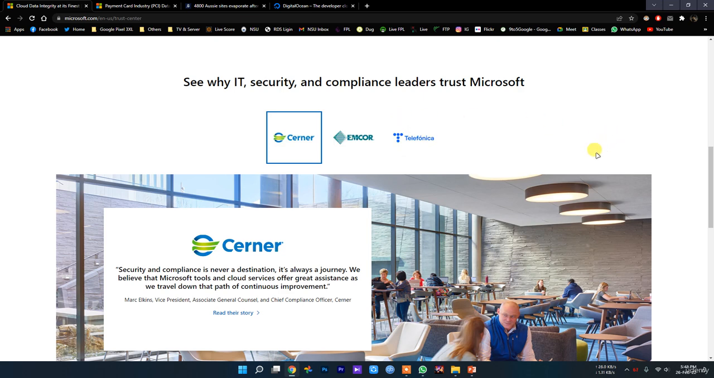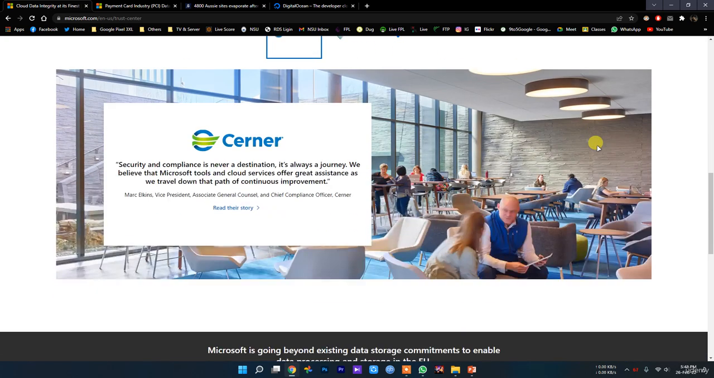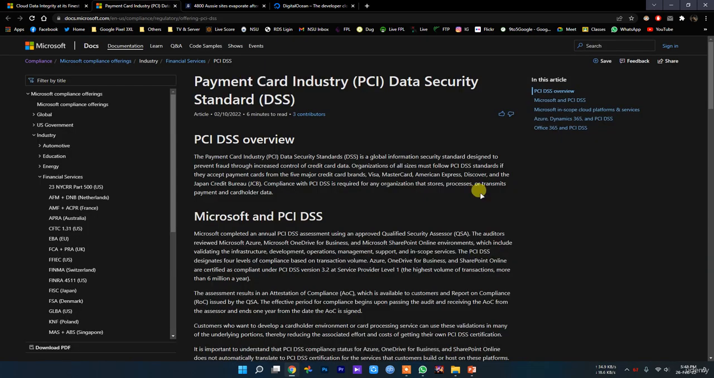Things like this and PCI, and in fact let's have a look at the PCI. So here is the PCI. We can see that they are compliant with the PCI DSS version 3.1, which of course governs the way payment cards need to be stored, processed and transmitted.